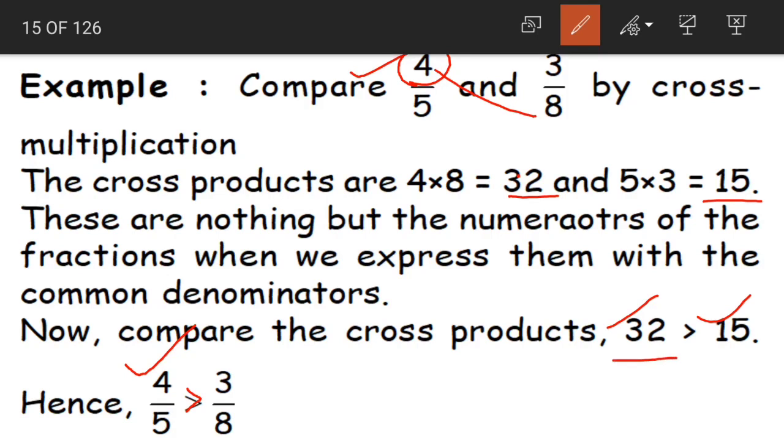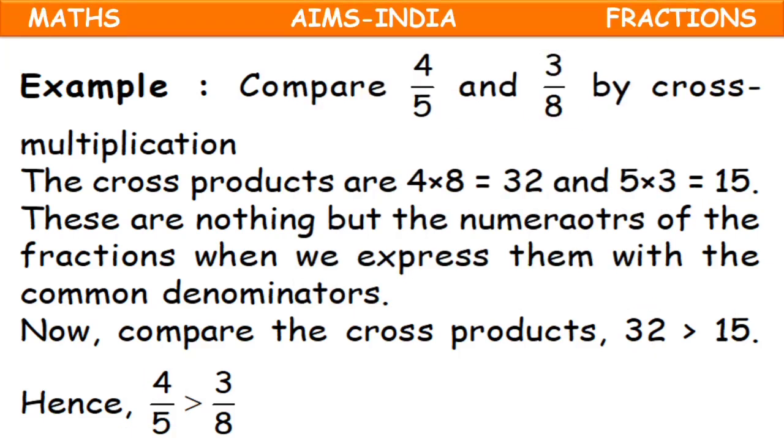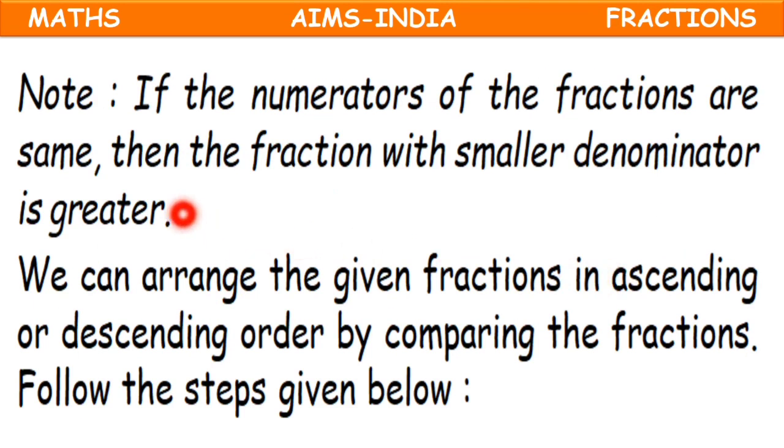Understood children? What was this 32? How did we get it? We got 32 by multiplying 4 and 8. Here 4 is the numerator of the first fraction 4 by 5. So the fraction 4 by 5 becomes greater than 3 by 8. We have to look for the numerator in the product. The greater product has the numerator of 4 by 5, so 4 by 5 becomes our greater fraction. Understood children? Cross multiplication.